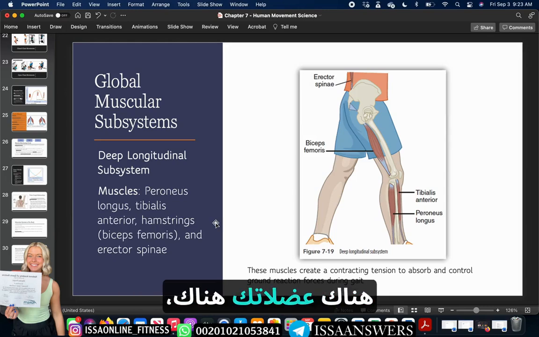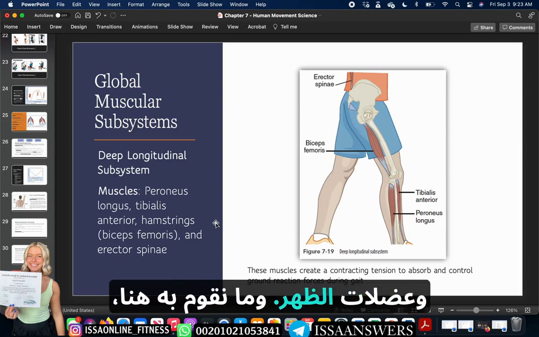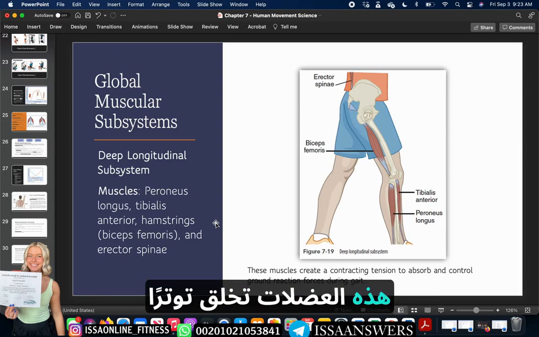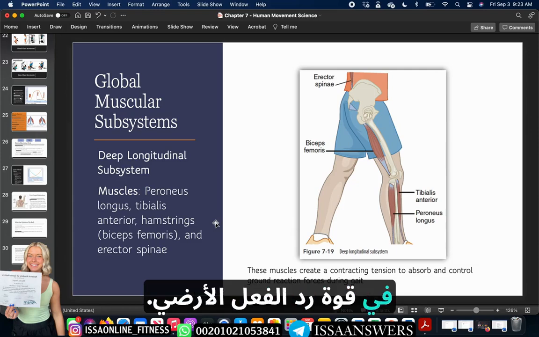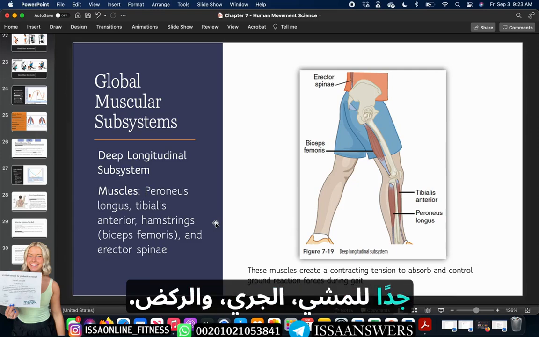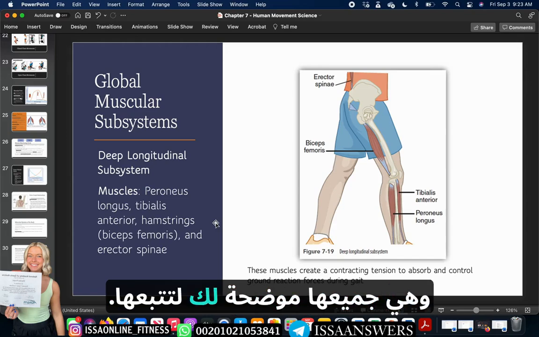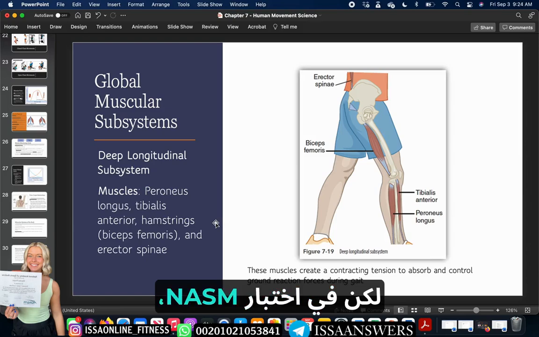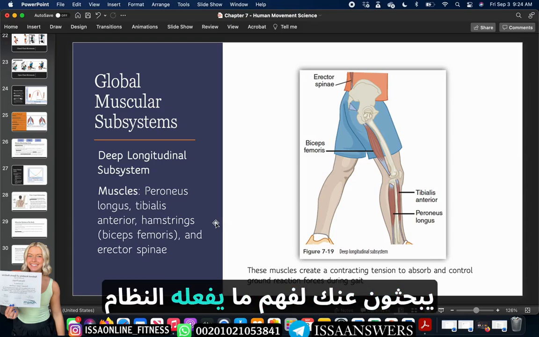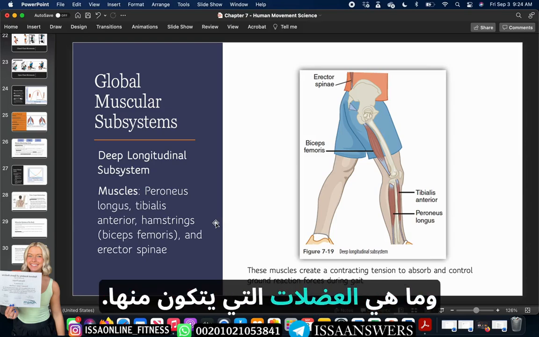There are your muscles there: peroneus longus, tibialis anterior, hamstrings, and your erectors. Like it says, these muscles create a contracting tension to absorb and control ground reaction force. These deep longitudinal muscles are very important for walking, running, sprinting. They're all labeled for you to follow through, but on the NASM test, they're looking for you to understand what the system does and what the muscles are that comprise it.